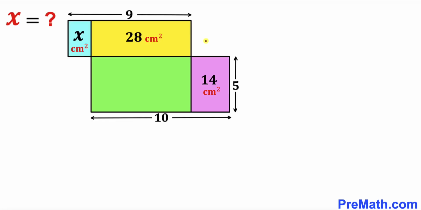We have got this bunch of rectangles put together, as you can see in this diagram, such that the area of this purple rectangle is 14 centimeter square, whereas the area of this yellow rectangle is 28 centimeter square. This upper horizontal distance is 9 centimeter, whereas this lower horizontal distance is 10 centimeter. And furthermore, this vertical distance is 5 centimeter. Now we are going to calculate the area of this blue shaded rectangle that is represented by x centimeter square.